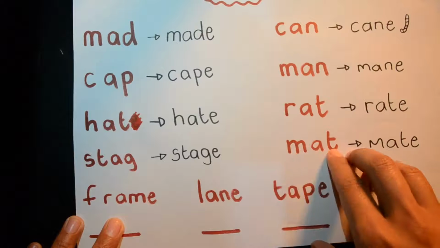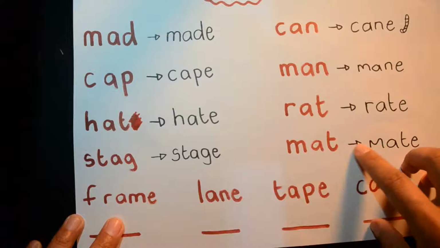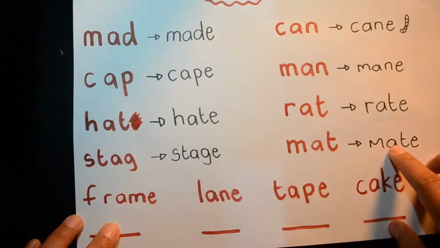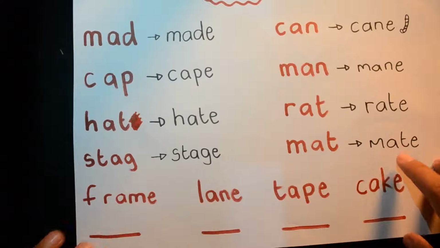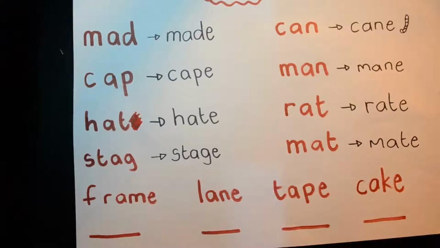And then we have mat, and mat changes to eight, mate. So mate is like a friend, or like with animals. Animals sometimes have a mate, and that's when they produce offspring or babies, and so yes, the animal kingdom can grow.